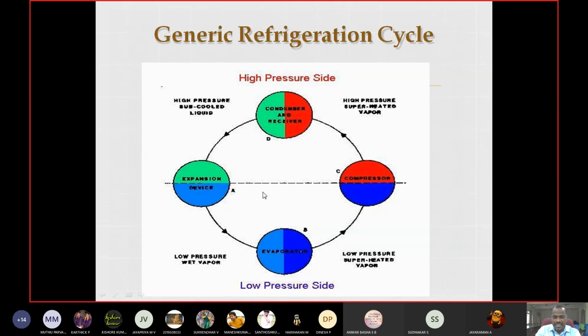So we can divide the cycle into two halves: one is the low pressure side, then the high pressure side. We know what high pressure superheated vapor is, then high pressure subcooled liquid, then low pressure wet vapor, then low pressure superheated vapor. So we can divide it in two.